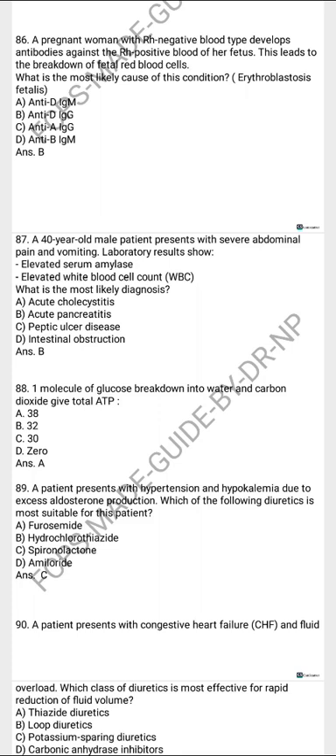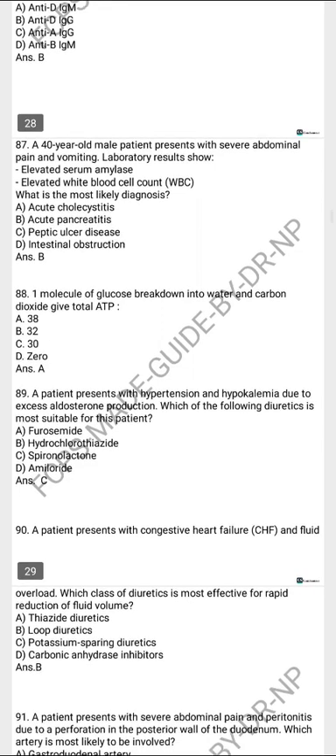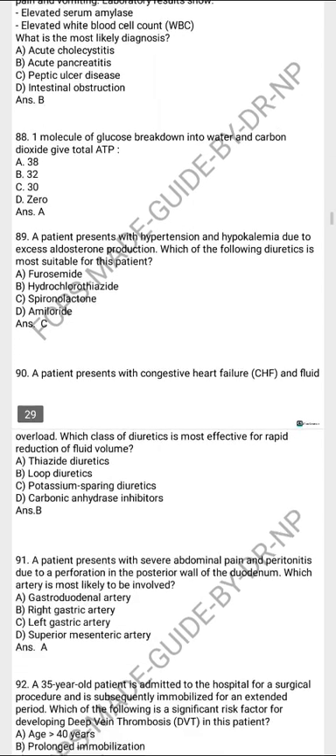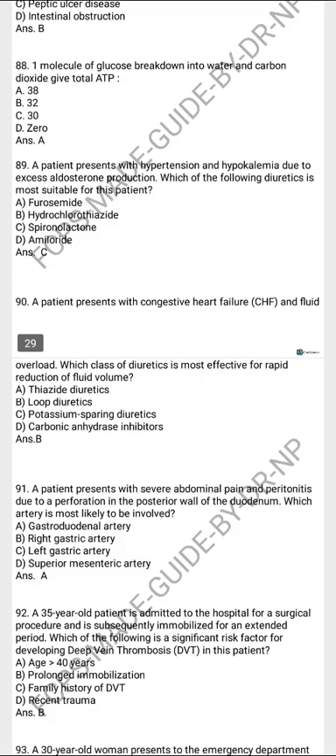A patient presents with hypertension and hypokalemia due to excessive aldosterone production. Which of the following diuretics is most suitable for treatment? That is spironolactone. A patient with congestive heart failure has fluid overload. Which class of diuretics is most effective for rapid reduction of fluid volume? That is loop diuretics.